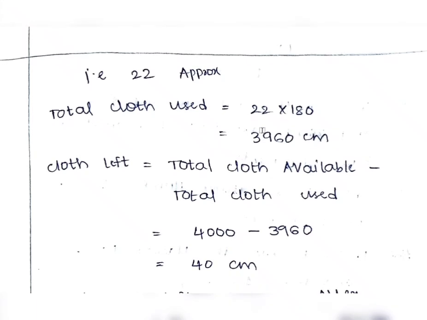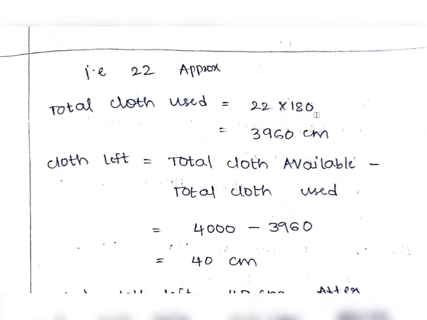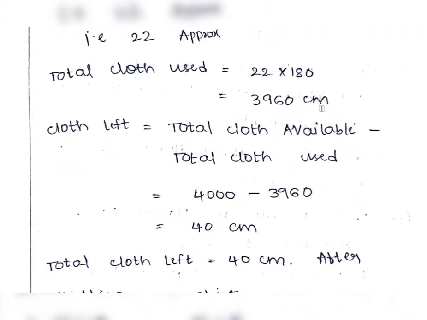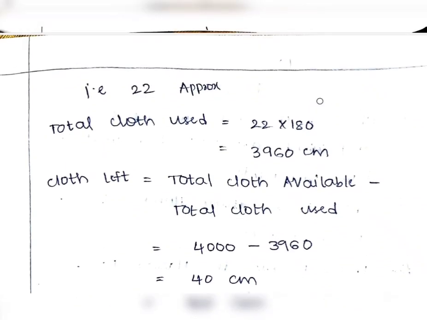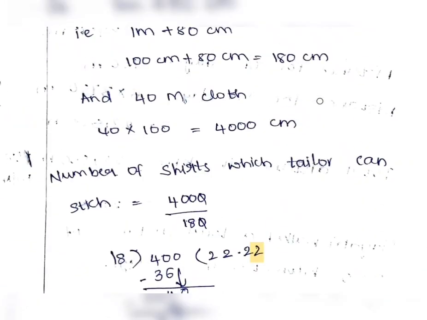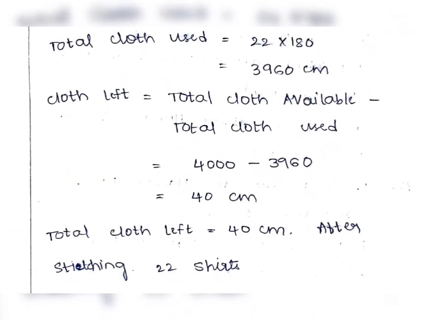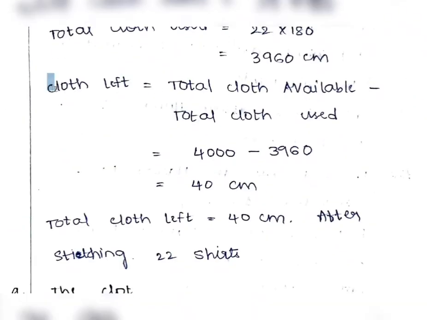The total cloth used is 22 into 180, so 3960 centimeters. 3960 centimeters of cloth is being used out of the 40 meters of cloth. So now we have to calculate the cloth left. That is total cloth available minus total cloth used. We actually have 4000 centimeters of cloth, but we have only used 3960 centimeters of cloth for 22 shirts.